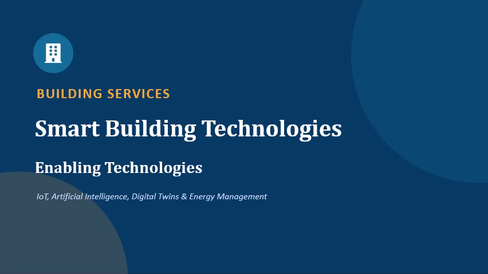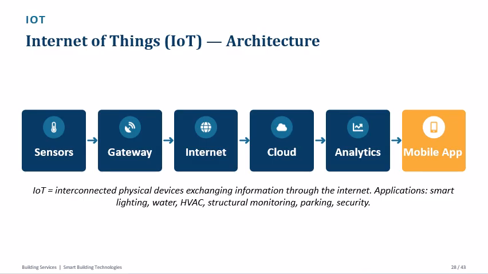Welcome all. Today in building services, we will get to know about the technologies that are used to make a building a smart building. So first, IoT, that is Internet of Things. We will know about the architecture of the Internet of Things. First one is the sensor, gateway, internet, cloud, analytics, and finally the mobile app.